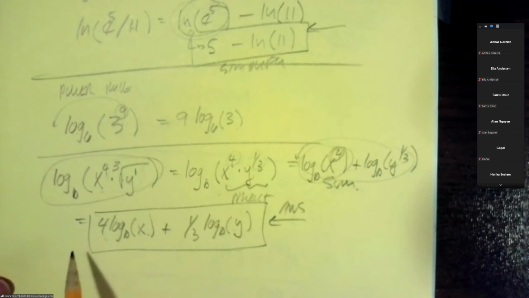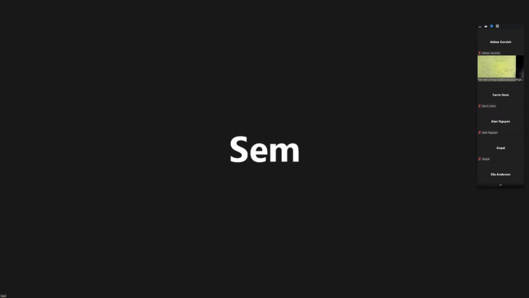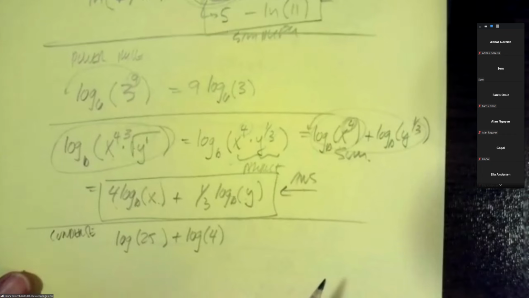Let's say I go the other direction and I want to write as a single logarithm. So I might want to condense. And if I give you log of 25 plus log of 4, let's say. Professor, could you move the paper up a little? Thank you. Can you see that okay?